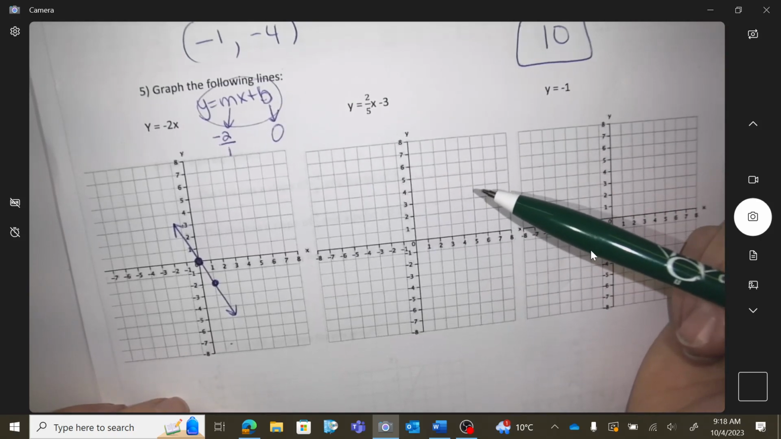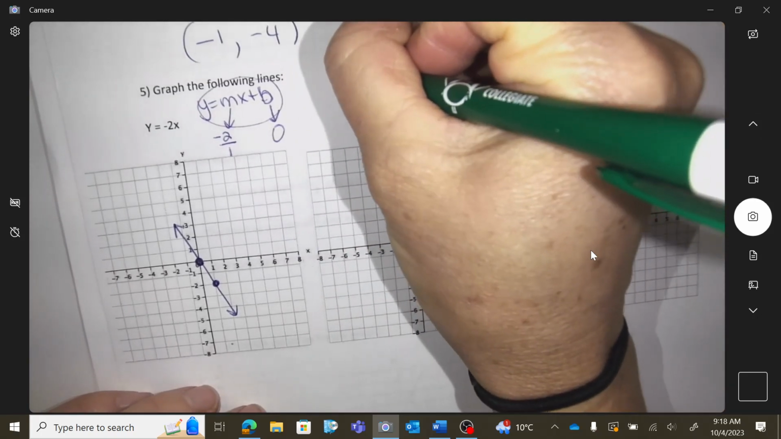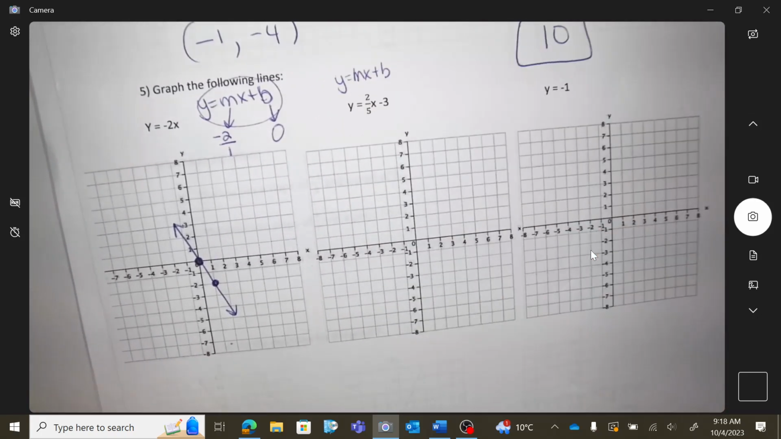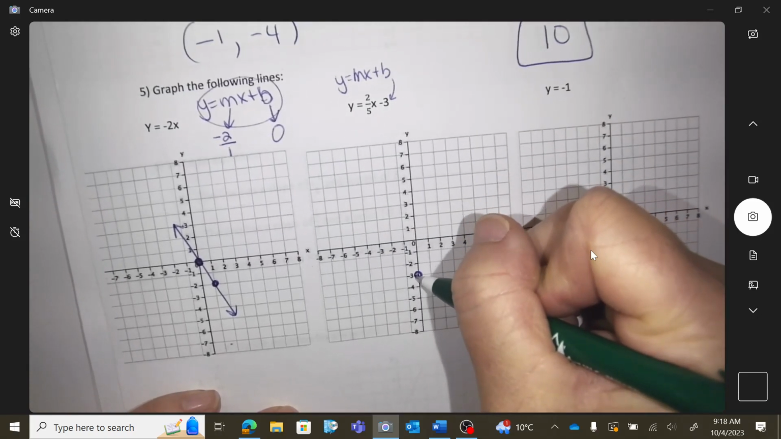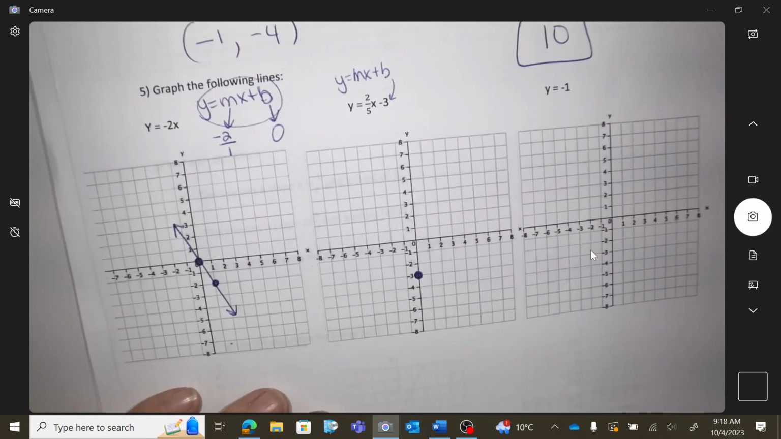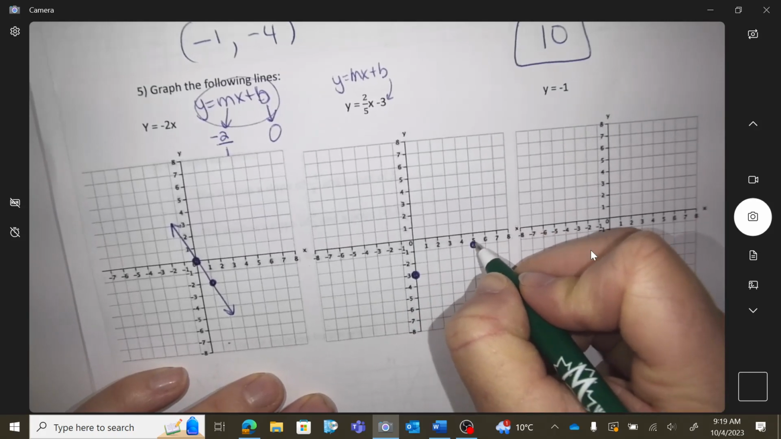Number 2, you would think about the formula you're looking at, and the formula I'm looking at again would connect to the y equals mx plus b. So the b is -3. So you would start at -3 on the y-axis. So don't forget that is a y-intercept. It's always a y. And you're going to have to go up 2 and right 5.